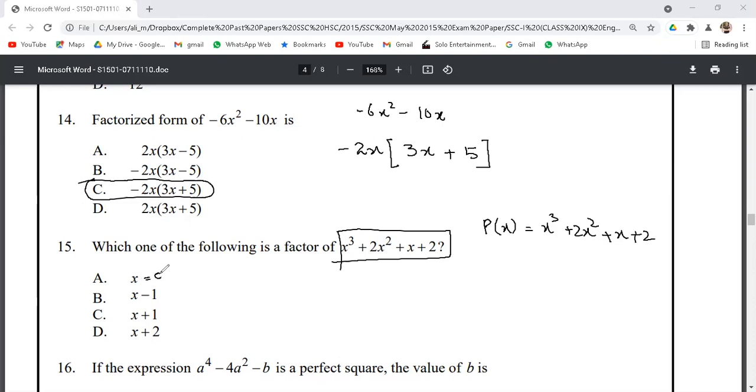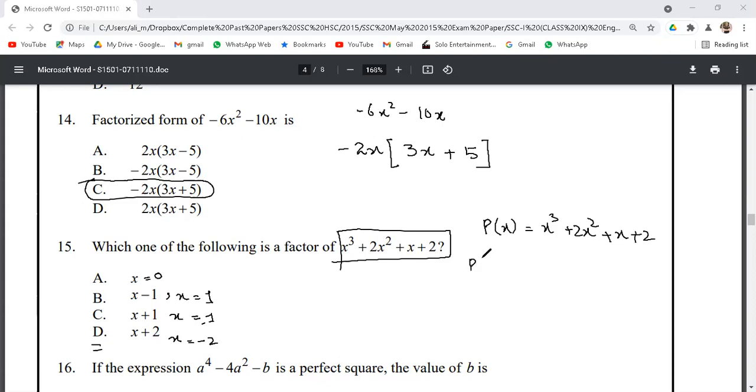So here the value of x is 0. In the second part, x is equal to plus 1, in the third part, x is equal to minus 1, and in the last part, we will get x is equal to minus 2. So we have to put these values and check whether the polynomial becomes 0 or not. So let's check option D, in which the value of x is minus 2.